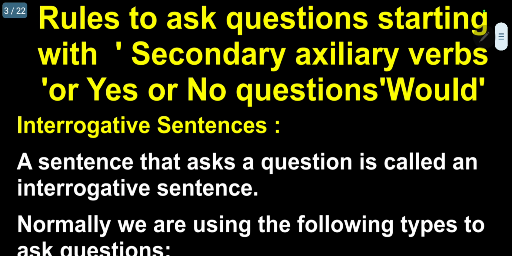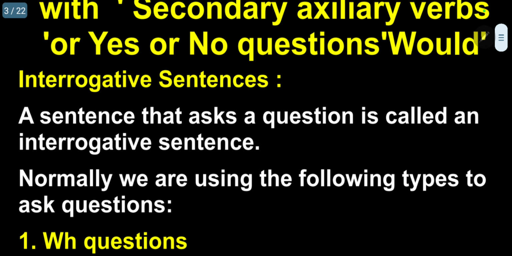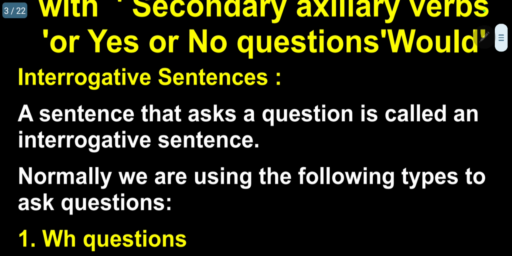Rules to ask questions starting with secondary auxiliary verbs, or yes or no questions using would. So here I want to give some information. Kindly follow me. Normally in English, if you want to speak, raise questions, answer the questions, you have to form questions and answers suitably.